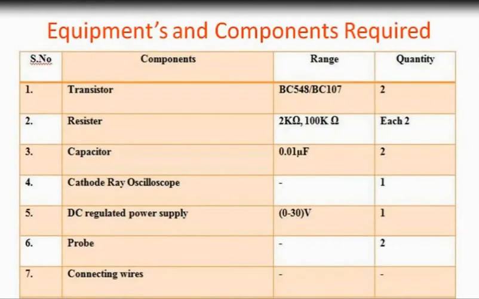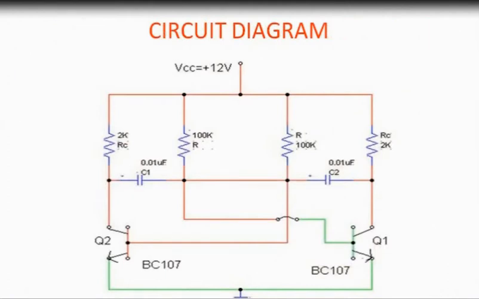Equipment and components required for this experiment: transistor, either BC548 or BC107, 2 numbers; resistor, 2 kilo ohms and 100 kilo ohms each, 2 numbers; capacitor, 0.1 microfarad, 2 numbers; cathode ray oscilloscope, 1; DC regulated power supply, 0 to 30 volt, 1; connecting probes, 2; and connecting wires.